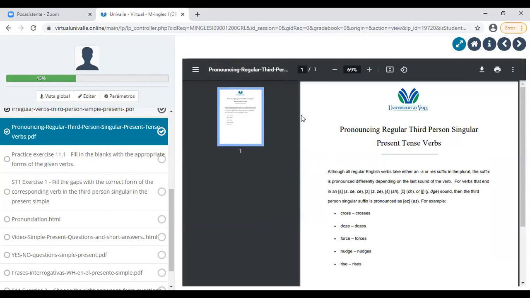For verbs that end in the sounds S, Z, the third person singular suffix is pronounced as S. For example, crows, crosses, does, doses, force, forces, notch, notches, rise, rises. Okay, that is a rule when it comes to pronunciation, taking into account the regular third person singular, right?